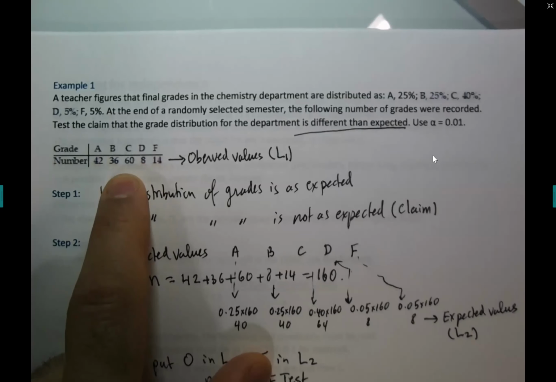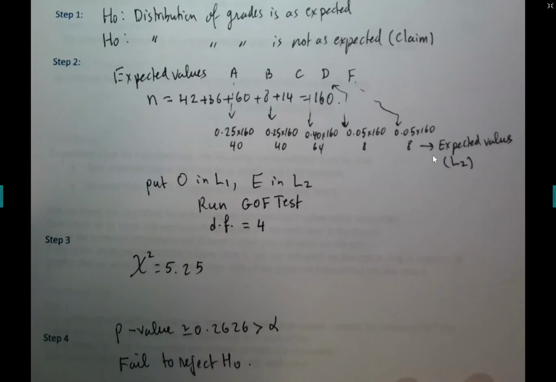Once you do that, put the observed values in L1, expected values in L2, and run a goodness of fit test. But don't forget about the degrees of freedom. And that's it. It's as simple as that. Okay.